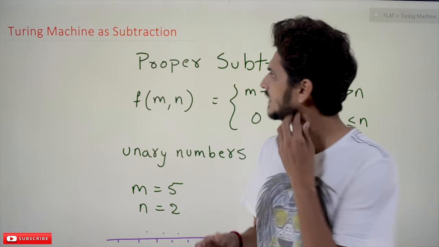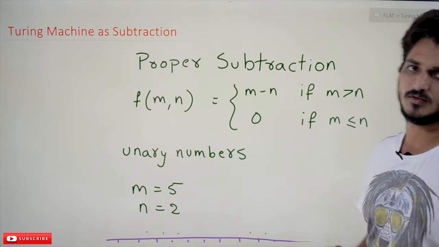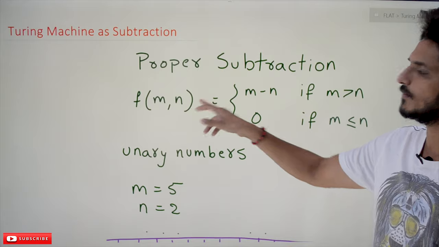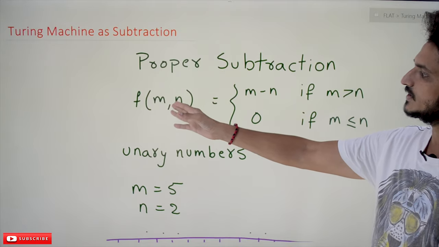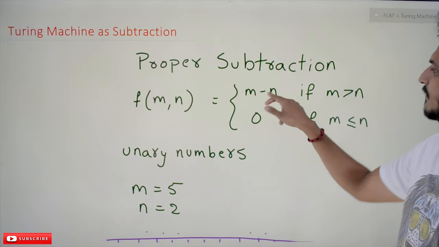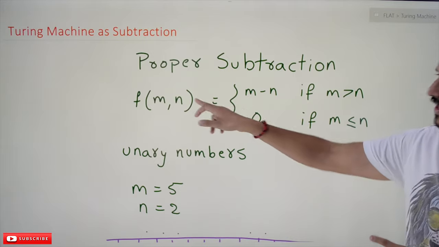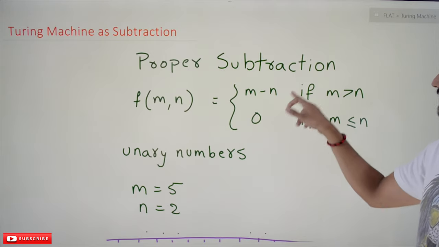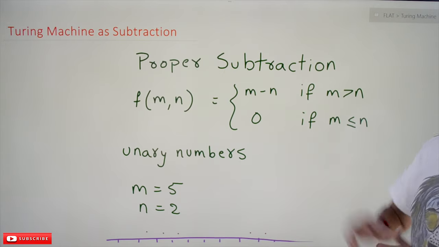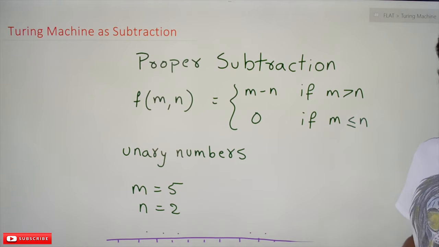Coming to today's class, let's take the example. Here we are doing proper subtraction. Let's try to understand f of m comma n. F is a function which has two inputs, m comma n. The output of this function should be m minus n if m is greater than n. Otherwise, if m is less than or equal to n, we have to display 0. This function has to be generated using a Turing machine.